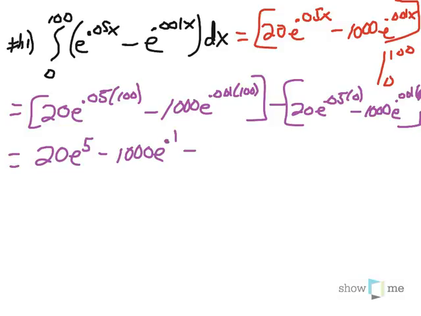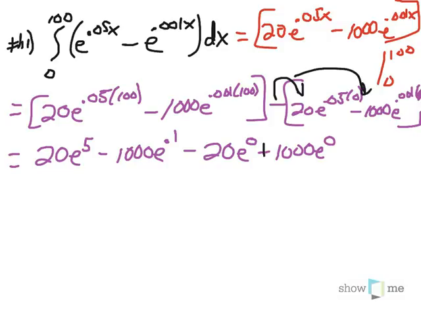Then subtract 20 times e, 0 times 0.05 is 0, minus 1,000 times e to the 0, because 0.01 times 0 is also 0. Please note, I just made a mistake. This subtract, we distribute. Subtracting a subtract is a plus. A little more simplifying, we can do 20e to the 5th, simple as we can get it. 1,000 e to the 0.1, as simple as we can get it.